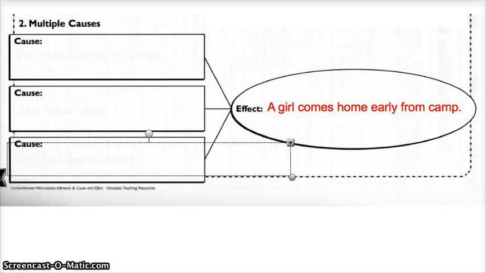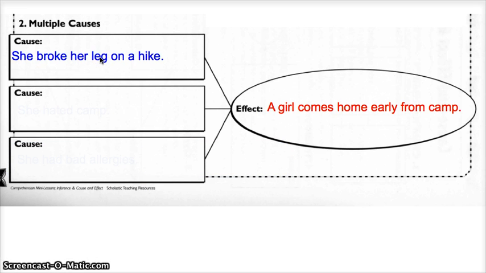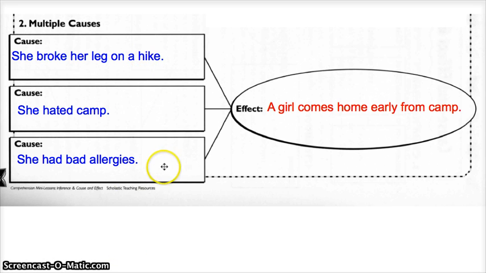On the other hand, we can look at the multiple causes organizer. In this case, you have several different causes that can lead to the same effect. If the effect is that a girl comes home early from camp, she may have done that because she broke her leg on a hike, maybe she hated camp, or maybe she had bad allergies. So you can see that these three causes can lead to the same effect. We call this a multiple causes organizer.